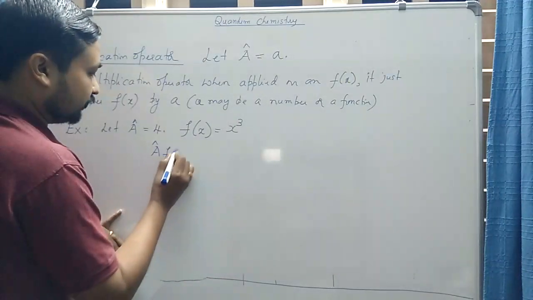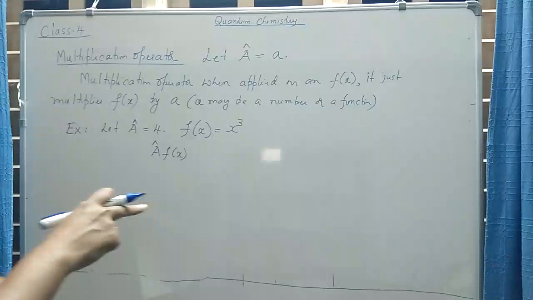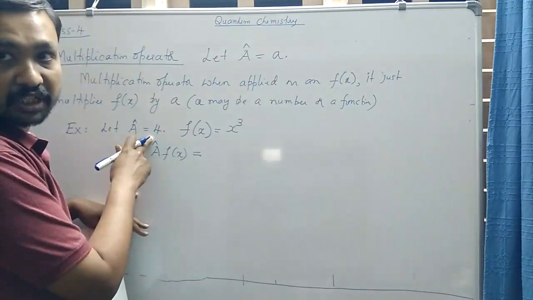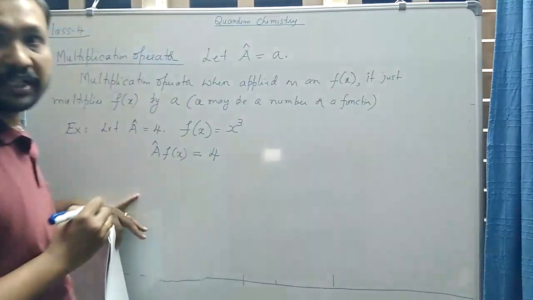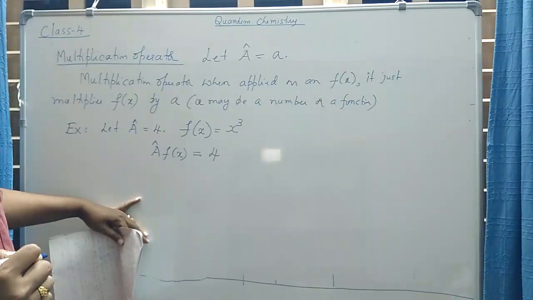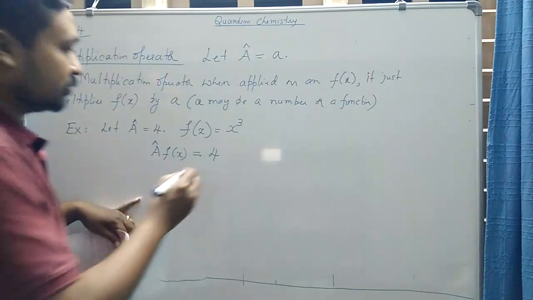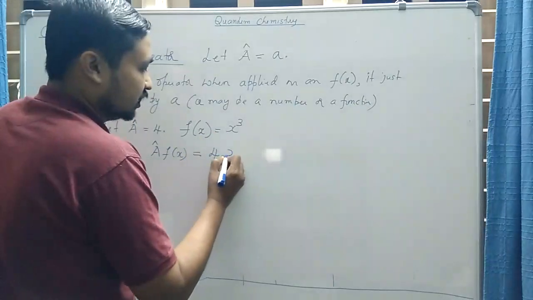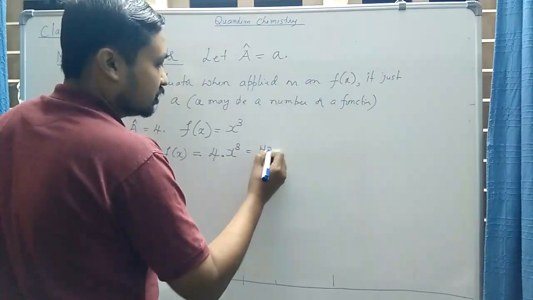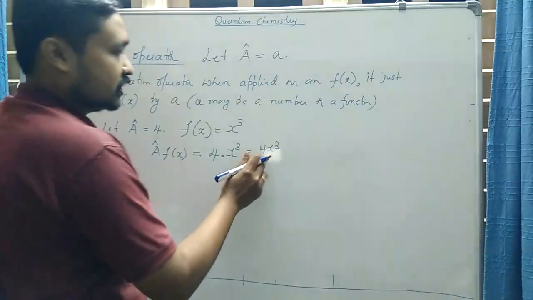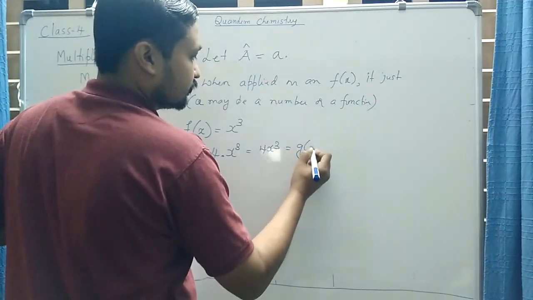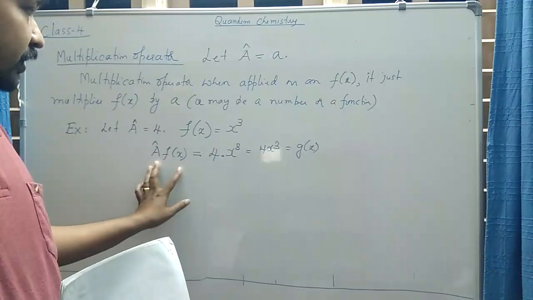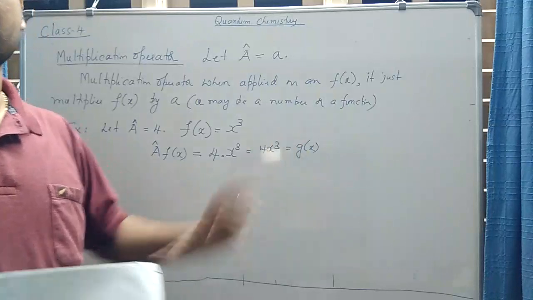A of f of x. This is the left hand side, LHS, of the operator equation. A of f of x. What is A in this particular example? 4, and I already told you it is a simple multiplication operator, so we are just multiplying it. What is f of x? x cube. So this is nothing but 4x cube, which is a new function g of x. So this completes the operator equation. A of f of x, that is 4x cube, is equal to g of x.